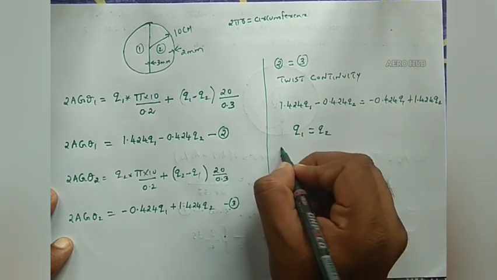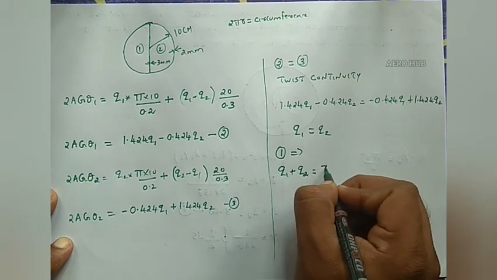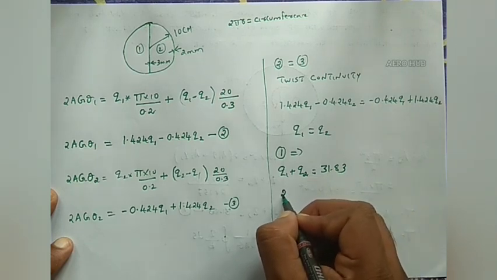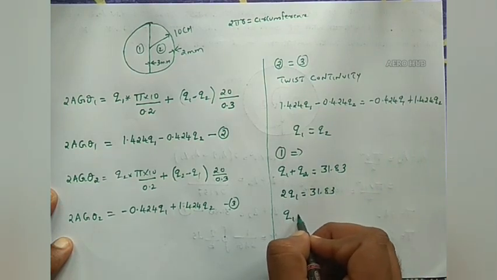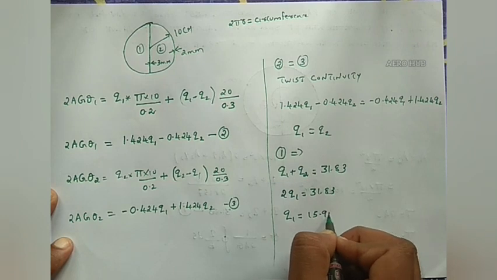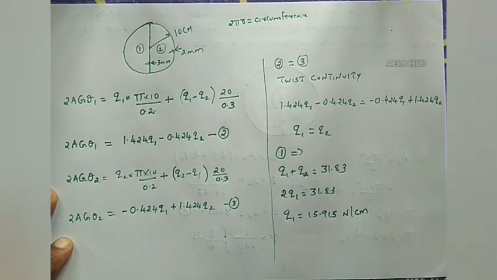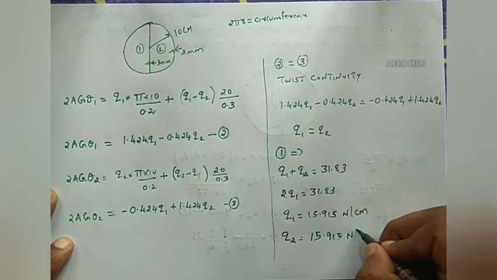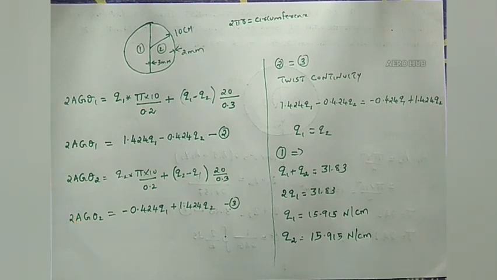Okay, so from equation number 1 we have Q1 plus Q2 is equal to 31.83. So I can write 2Q1 is equal to 31.83. So Q1 is equal to 15.915 Newton per centimeter. Similarly, Q2 will be having the same answer, 15.915 Newton per centimeter. Okay, so you got the value for both the shear flows.